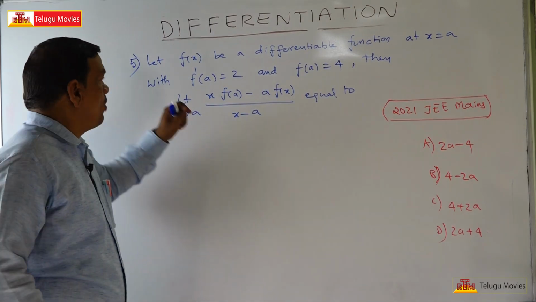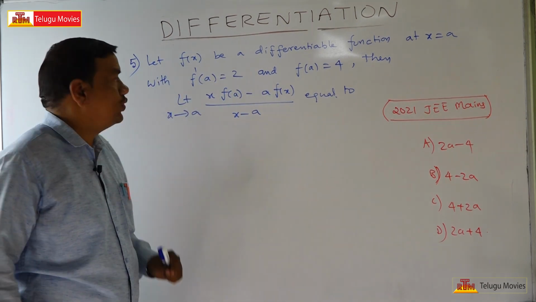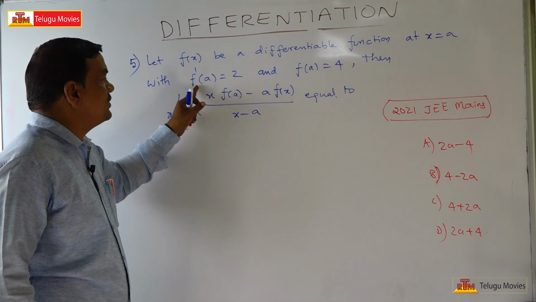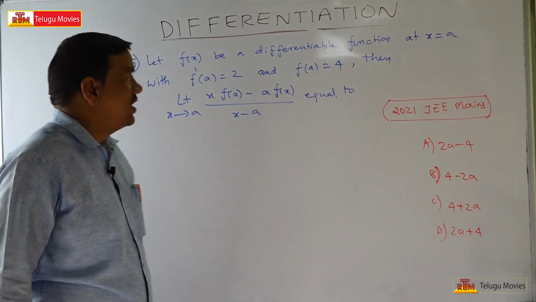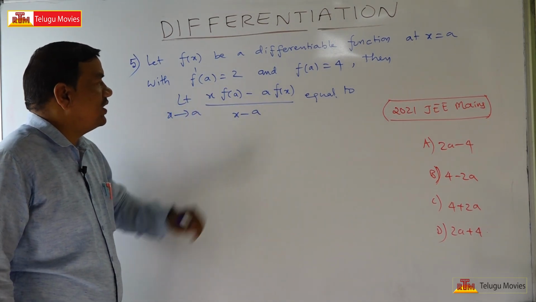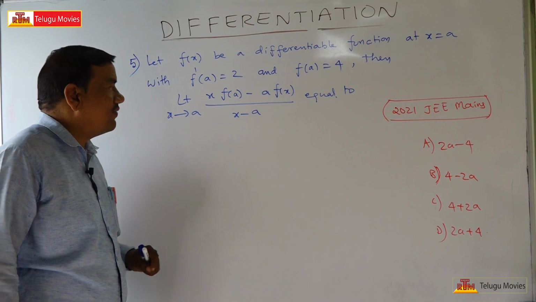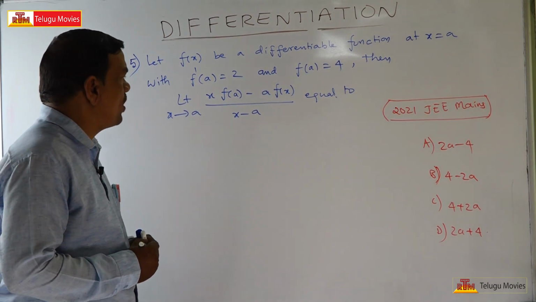Welcome to the next problem. Let f of x be a differentiable function at x is equal to a with f dash of a is equal to 2 and f of a is equal to 4. Then the value of limit x tends to a, x into f of a minus a into f of x by x minus a is equal to. Okay, now then how to do this problem?